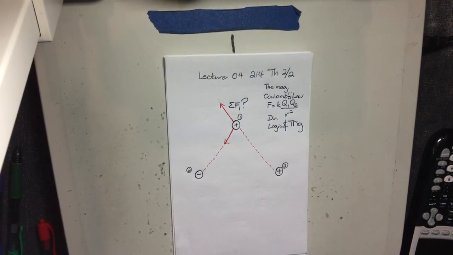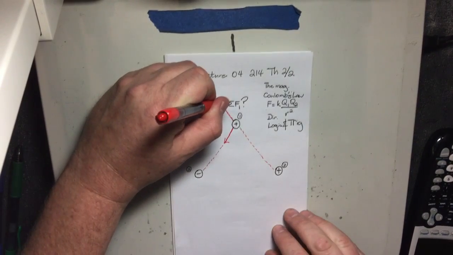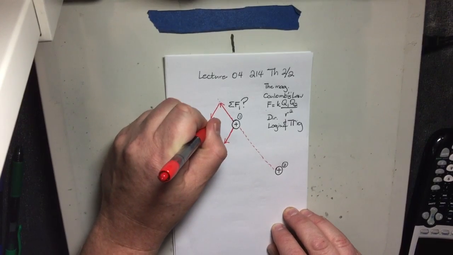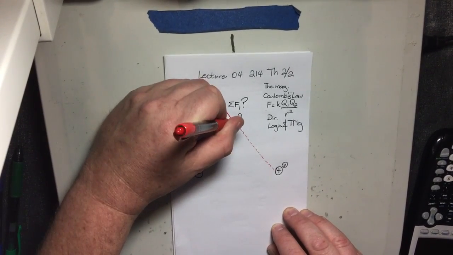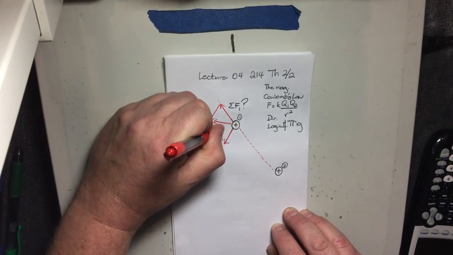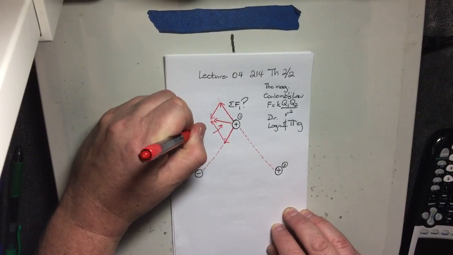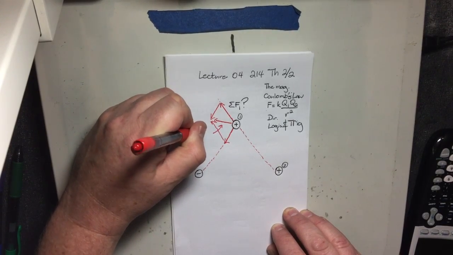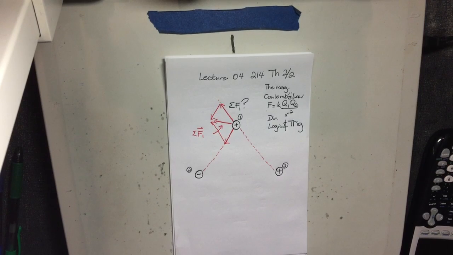And what's going to happen tomorrow in tutorial is that we're going to do a few more examples of vector addition with forces and E fields and all that stuff. And we should get something if we do the tip to tail method or the parallelogram method. You would get a sum of the forces that looks like this. And that is the basis of the first problem on a test.